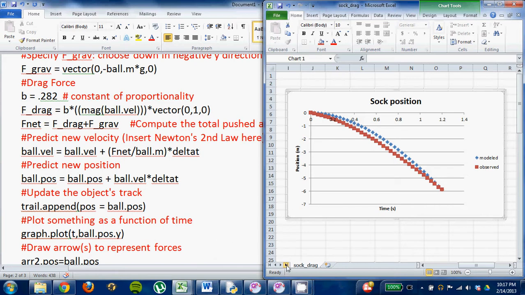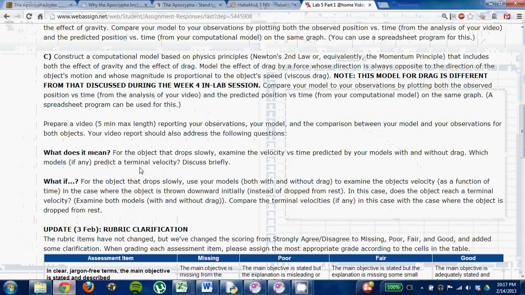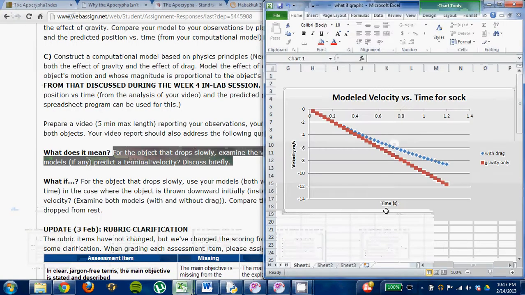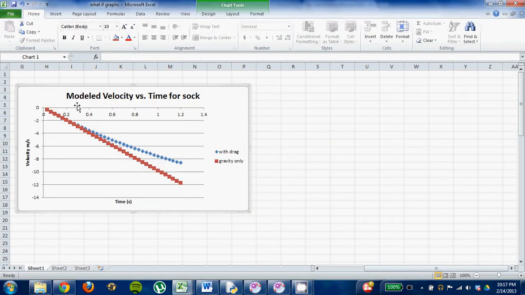And now for the question, what does it mean? For the object that drops slowly, examine the velocity versus time predicted by our models with and without drag. Which models predict a terminal velocity? This is the graph right here of the model of velocity against time of just any object really, with gravity only being the red and with gravity and drag for force net being the blue.